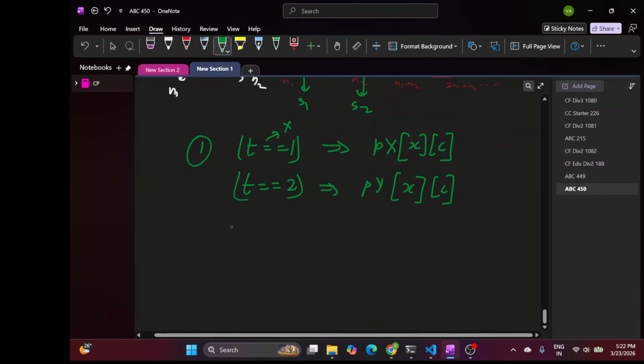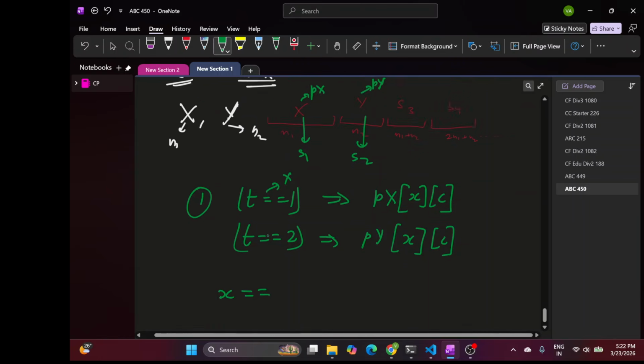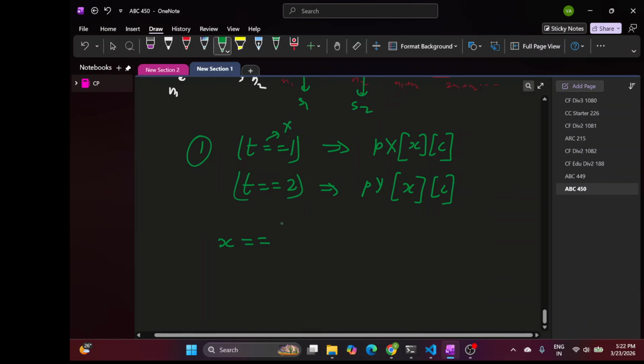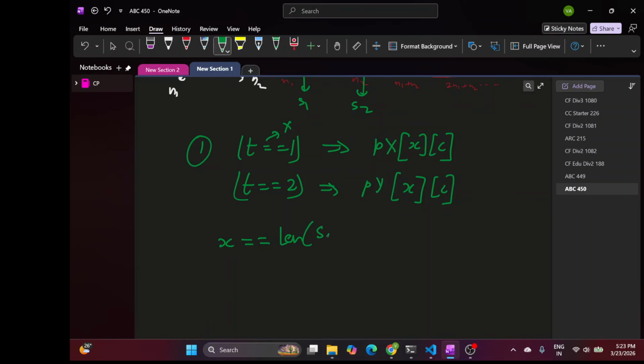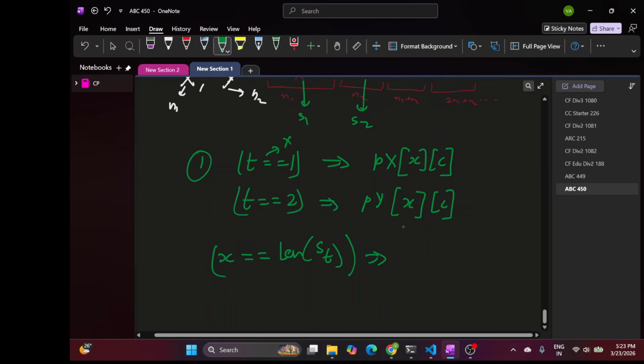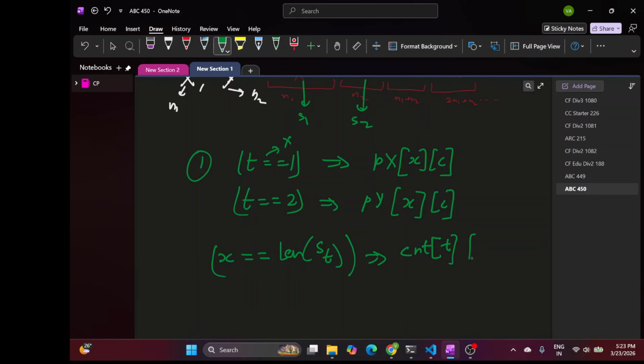And now let's say our length is x, right? If our x is equal to the length of our st, so basically our answer is what? We can say that it is the count of characters in the tth string for c.